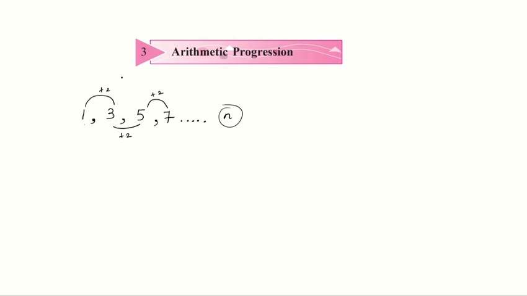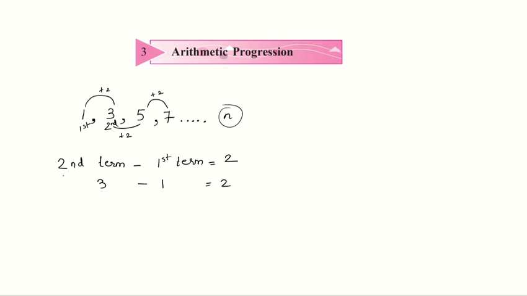So in this way, what can we write? What is the difference here? How can we say that it is constant? We can also write it as second term minus first term. What is the difference we are getting? What is the second term? This is 3, minus what is the first term? This is the second term, right? This is the first term. 3 minus 1, we are getting 2.